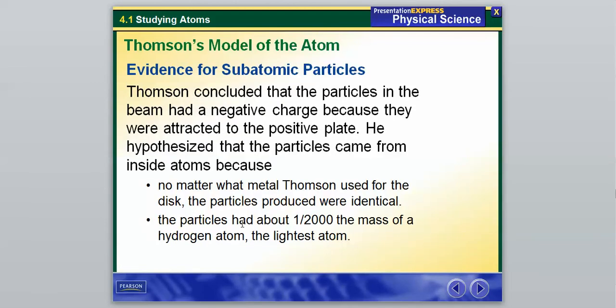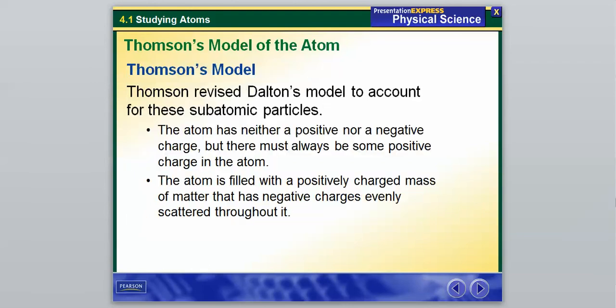And he also knew that the particles had about 1/2000th the mass of a hydrogen atom, which is in fact the lightest atom. So the particles that he found had a negative charge and they were very small. So he knew that it wasn't the entire atom. He knew it was something that made up the atom, something quite a bit smaller than the smallest atom that we knew in existence at that time.